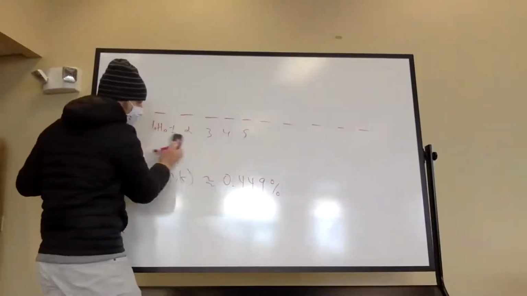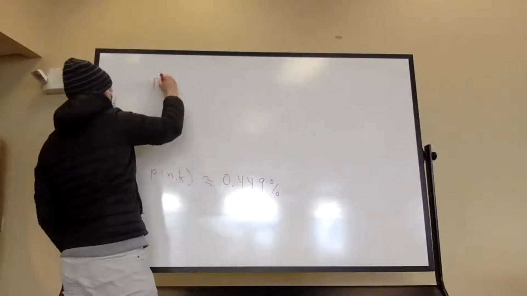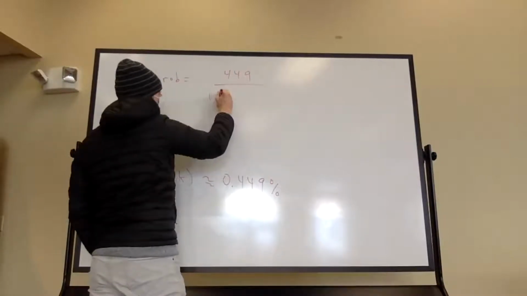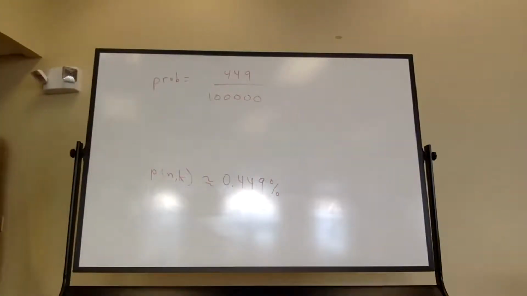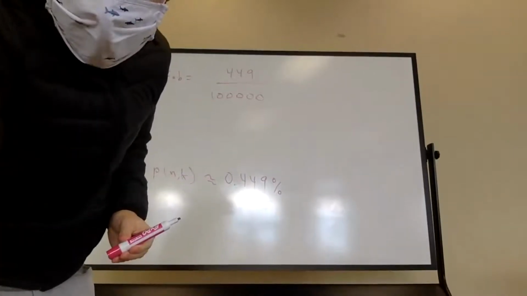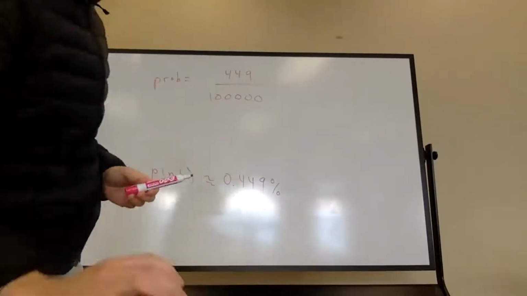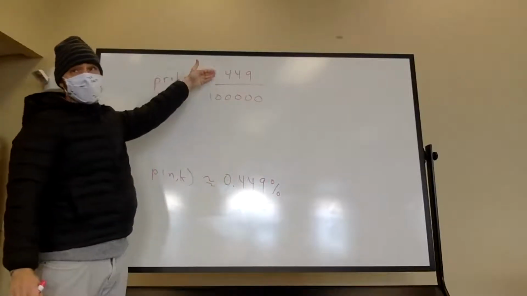So here's my answer. That's 0.449%. So let me rewrite it like this. 449 over, I think it's over 100,000. Is that 0.449%? I can't actually do the zeros in my head. Let's check. Is it? Okay. Yeah, so what this is saying is, for every 100,000 times this happens, you're only going to get a hit 449 of those times.